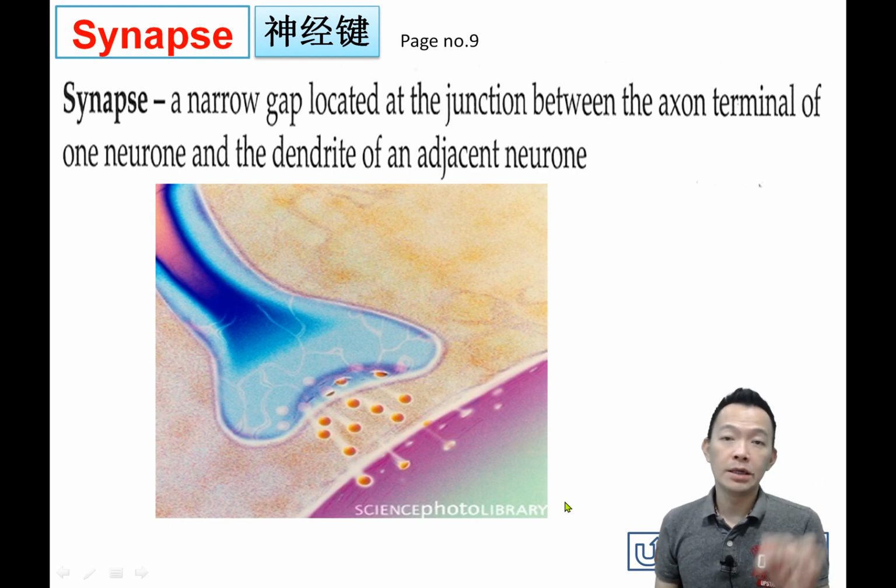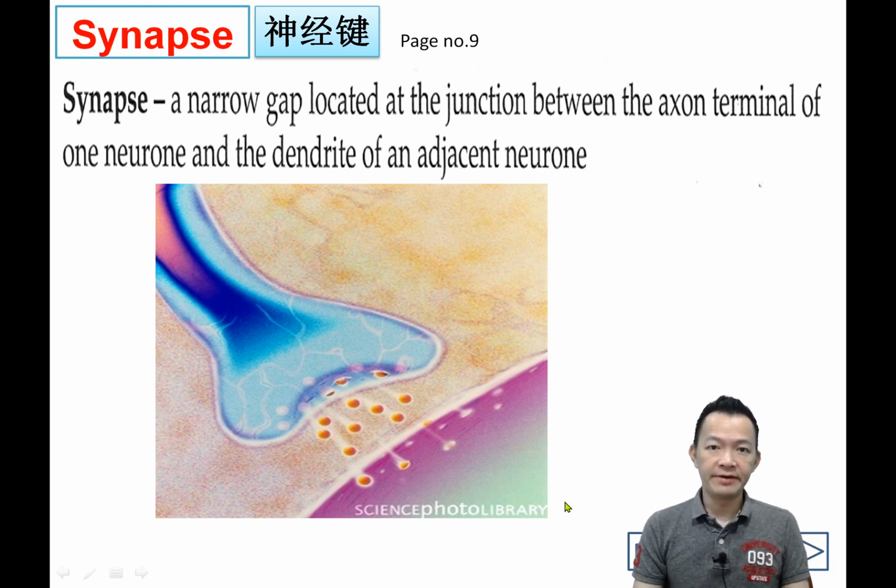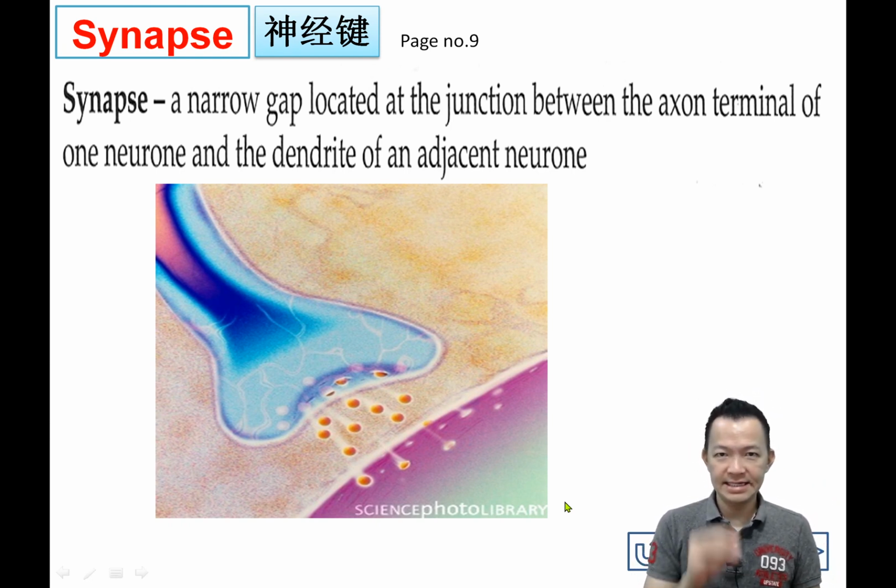Form 4 Biology Chapter 12, video number 5, page number 9. New title: Synapse, 神经键. What is meant by synapse? A narrow gap located at the junction between the axon terminal of one neuron and the dendrite of the adjacent neuron.